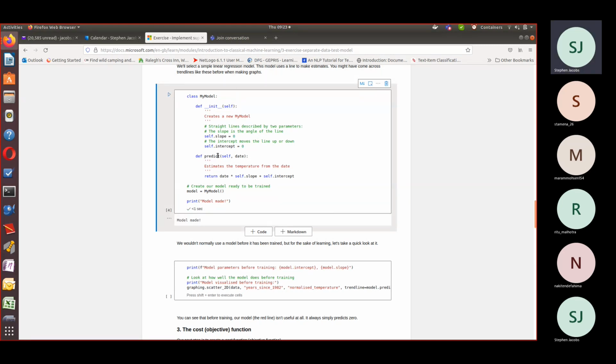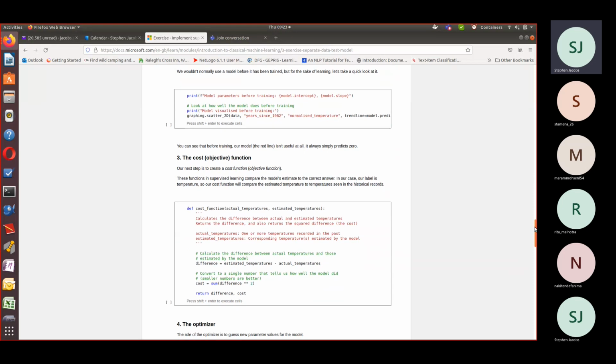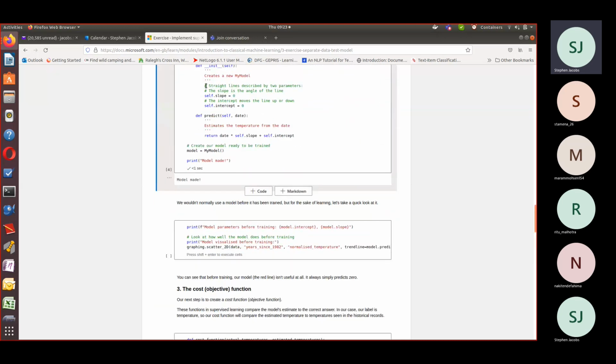I won't go through this again. We went through that before. So what we end up with is the model's made. We wouldn't normally use a model before it's been trained, but for the sake of learning, let's take a quick look at it as we did yesterday. So this is our model parameters before training. Of course, this would come up with, for our intercept, 0 and our slope 0. Why? Because that's what they were initialized to in the initialization part of that class declaration. So that's where we are there.